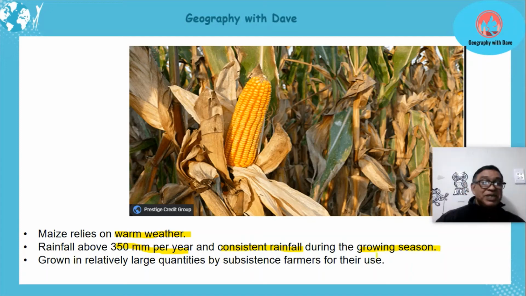It's grown in relatively large quantities by subsistence farmers also for their own use. You find maize being grown on a subsistence level because it's a staple diet of South Africans. We all use, or most, over 95 or 98 or 99% of us use maize in our country. It's quite a common food.